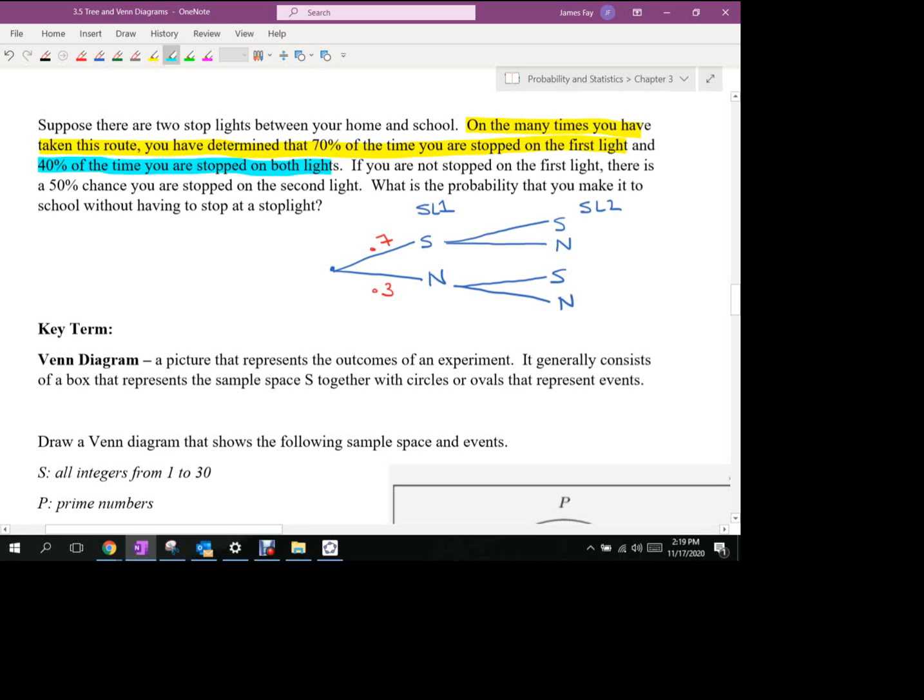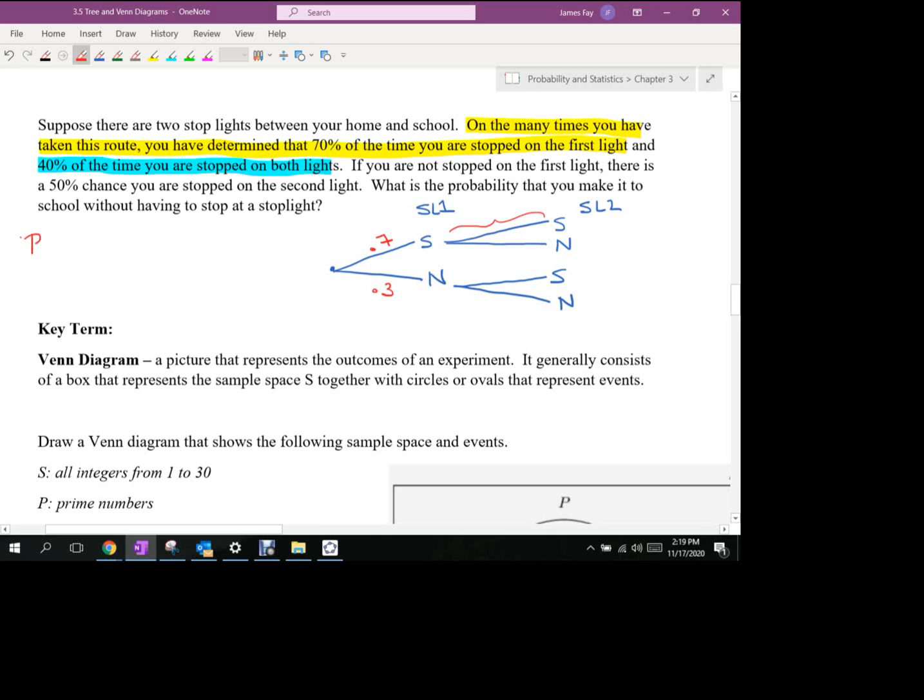All right, so continuing through, it says 40% of the time, you're stopped on both lights. Now, these lights, if I get stopped on the first one, that is independent of whether I get stopped on the second one. Does that make sense? So when they ask me, what is the probability, I want to know what is the probability on that branch right there, just the probability of getting stopped on the second one, given that I was stopped on the first one.